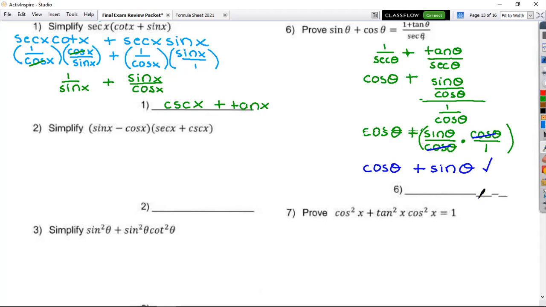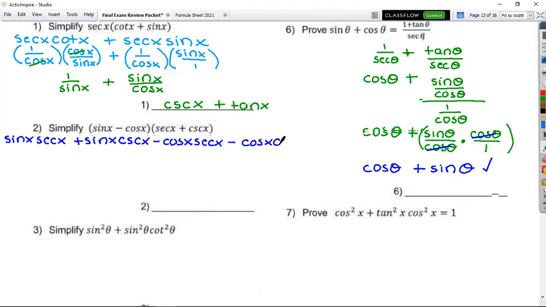How do we feel with 6? The more you see these, the better. So number 2, I'm going to do it just like number 1. You're going to take these and you're going to multiply them. So I'm going to go sine of x times secant of x first. Just going to take care of this multiplication. Next, sine of x times cosecant of x. So keep going. Minus cos of x and secant of x. Minus cosine of x and cosecant of x.